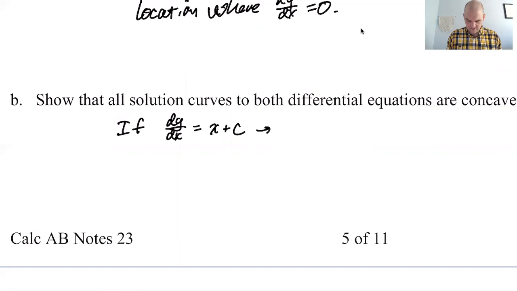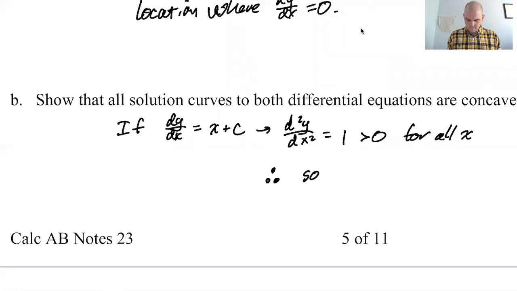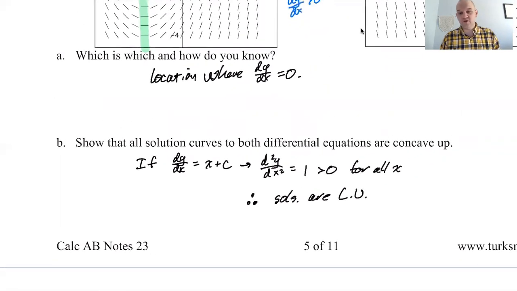So I'm going to find the second derivative. That's a weird d there. I don't like that. Get out of there. Okay. The second derivative is actually just 1, which is greater than 0 for all x. Therefore, solutions are concave up. Okay, and both of our differential equations are of this form, so we answered that question.